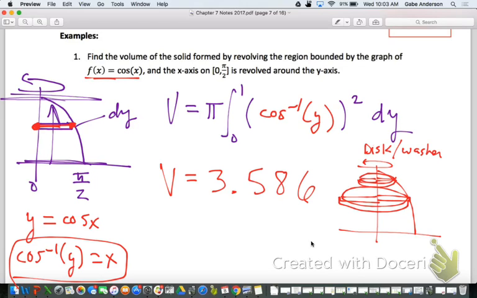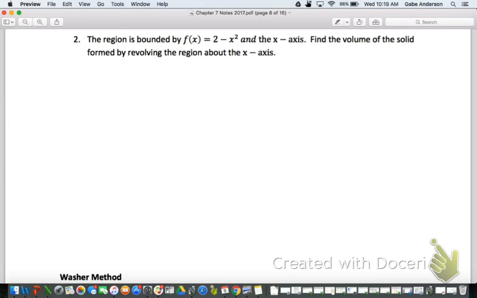Is it okay if I erase all this? Yeah, so let's look at number 2. Number 2 is a really good contrast. So with number 2, it says the region is bounded by f of x equals 2 minus x squared and the x-axis. Find the volume of the solid if you revolve that region about the x-axis.